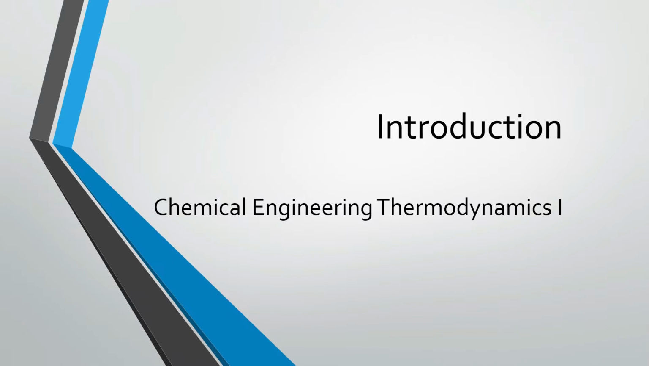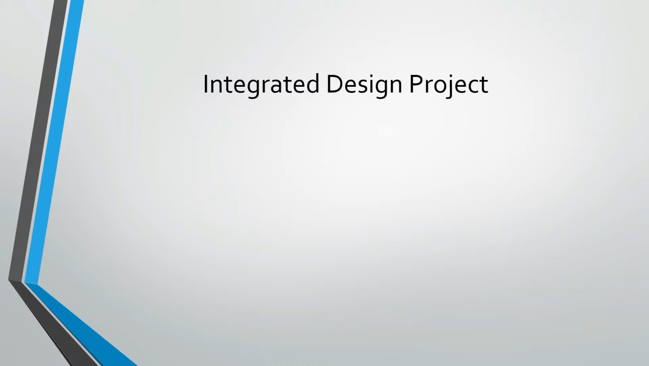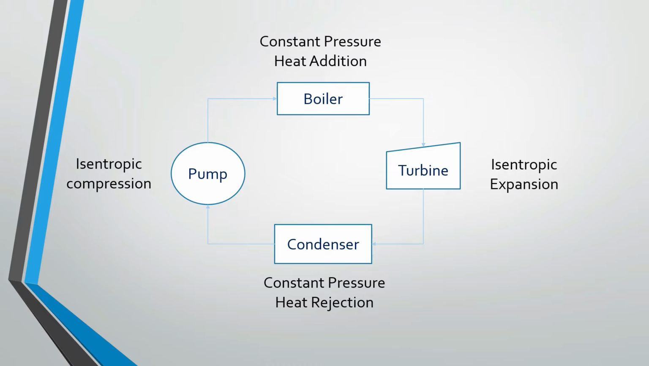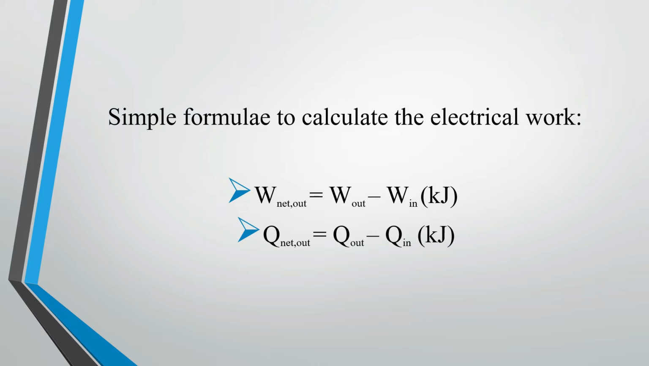This is the introduction. In our integrated design project, these are the conditions given. Then we choose anthracite as our fuel and its heating value is this. These are the processes in each of the components of the steam power plant. These are the formulas that can be used for calculation.